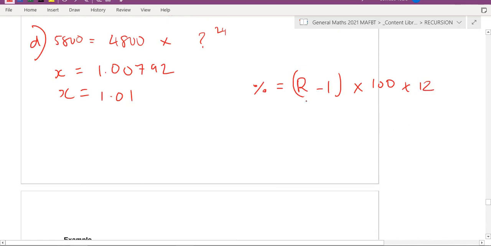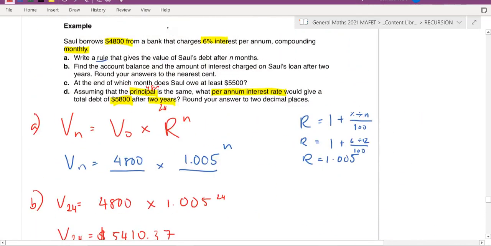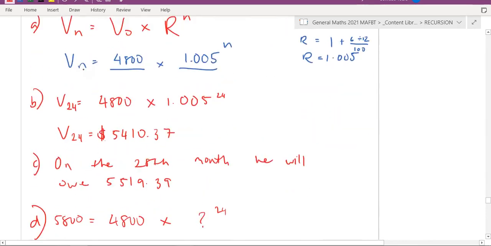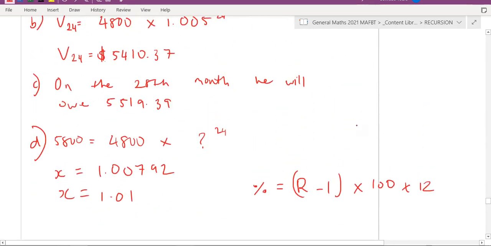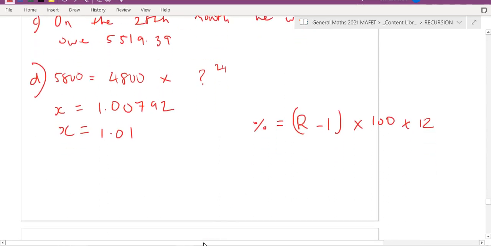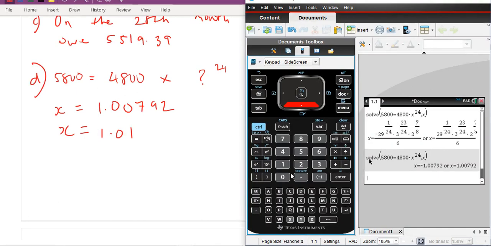But why the 12? Because we've compounded this rate 12 times. But it says 2 years though. Compounding monthly, but it says 2 years. Yes, but that's the rate for finding the percentage. So times 12. Yes, but this is for annual rates. So you're finding the actual rate per year. What per annum interest rate? Oh, okay, so per annum, that's the main thing.